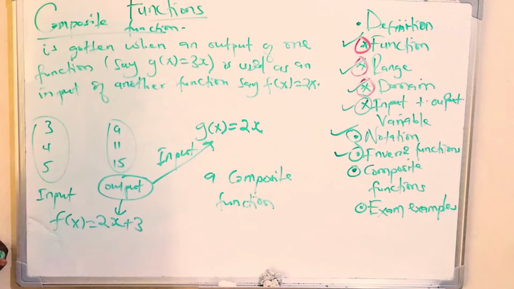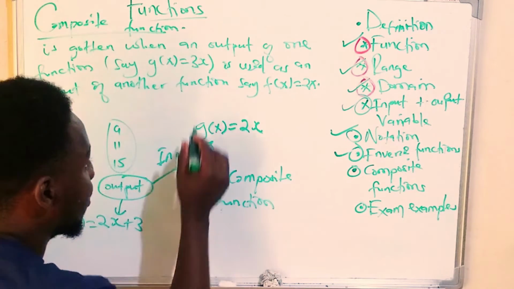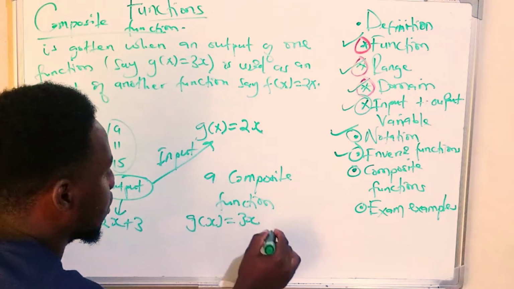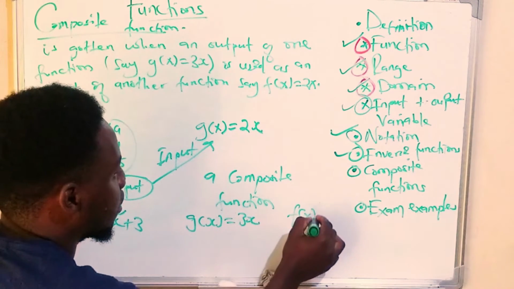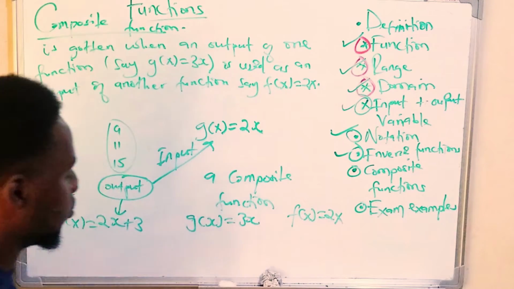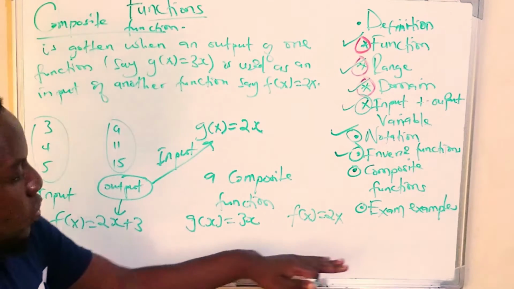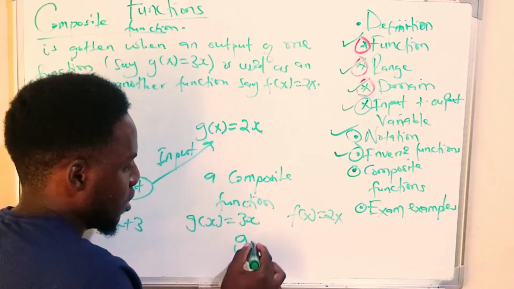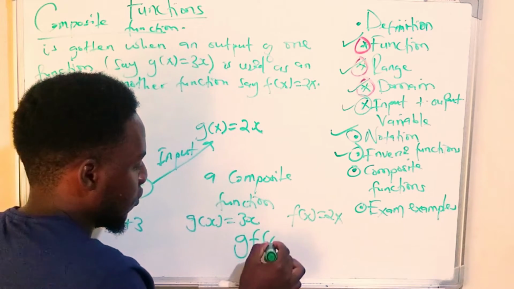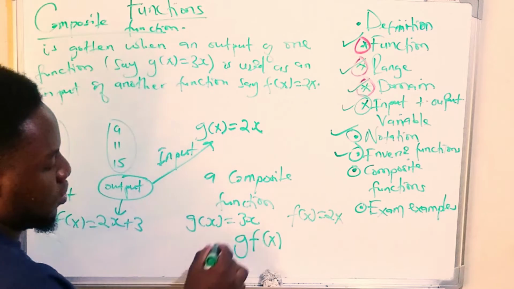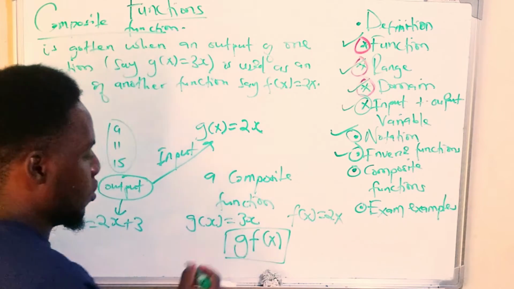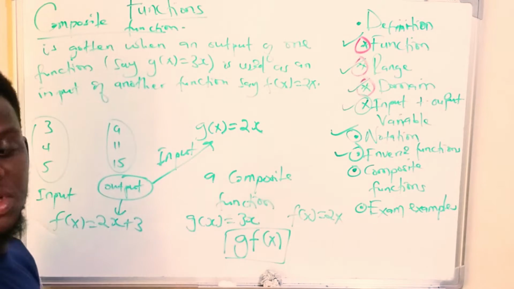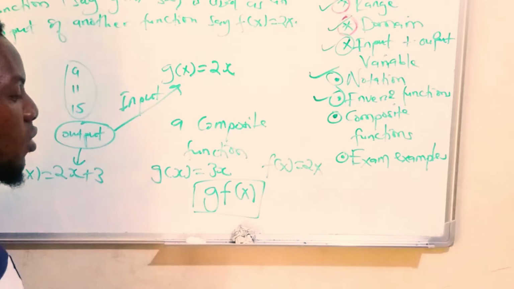It is really written as, for example, g of x is equal to 3x and f of x is equal to 2x. If we use the output for g of x as the input for f of x, it is written as g of f of x. When you see something like that in your question, just know that the examiner wants you to find a composite function.